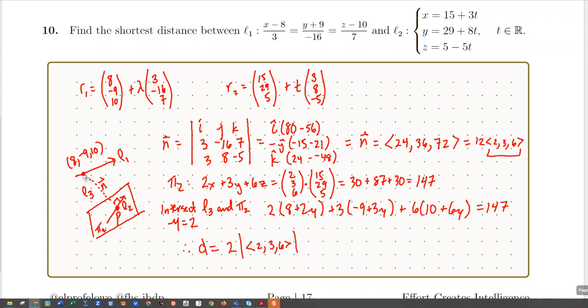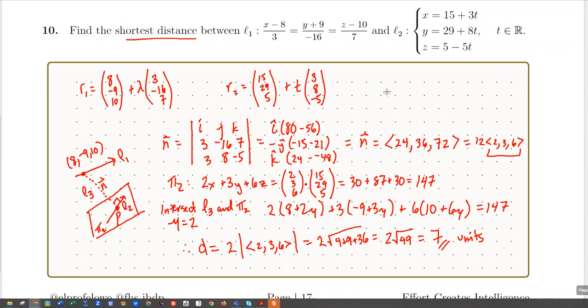Because it's going to take the normal vector being applied twice to get from this line 1 down to line 2, traveling along that normal vector, traveling along line 3. So that sets us up with 2 times the square root of 4 plus 9 plus 36, which is going to be 2 times the square root of 49, which is equal to 7. So therefore, our shortest distance between our two lines is 7 units.